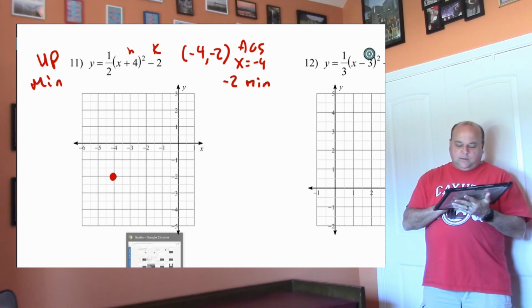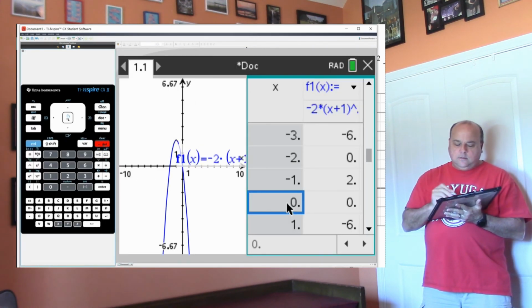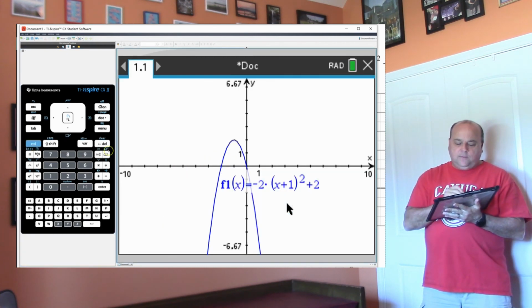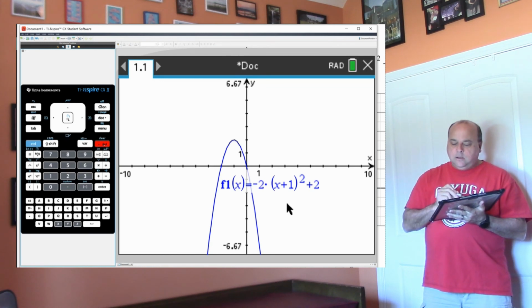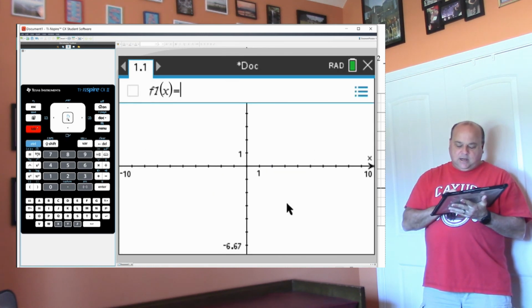Okay, now then let's go to the calculator. So I'm going to hit delete, delete, delete. One more time. I need to get rid of the table first. Control T. Then hit delete, delete, delete. That's going to let me delete the graph. Then hit tab. And now let's type this in.